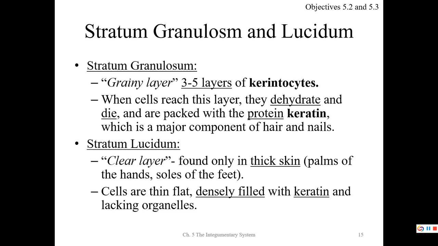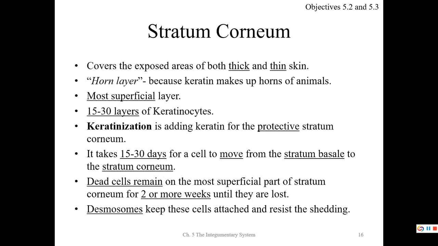The granulosum, called the granular layer, is 3 to 5 layers of keratinocytes. When they get here, they dehydrate, die, and get packed full of keratin, which is what makes your hair and nails. Then there's the lucidum. They get so thick with keratin that it looks clear. Clear layer, lucid. It's found only in thick skin, in the palms of the hands and soles of the feet. The cells are thin, flat, and so densely filled with keratin and lacking organelles that it looks clear when we stain it.